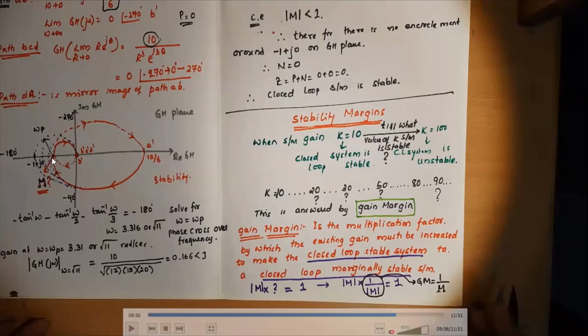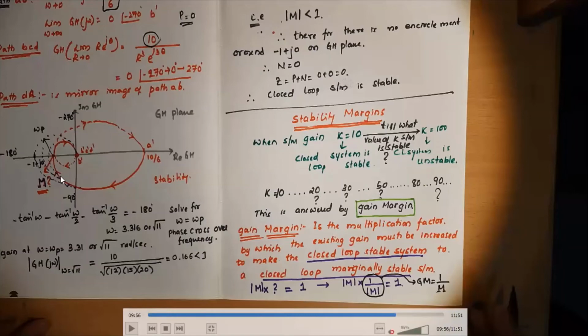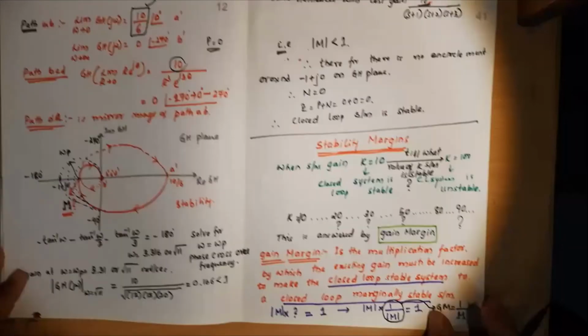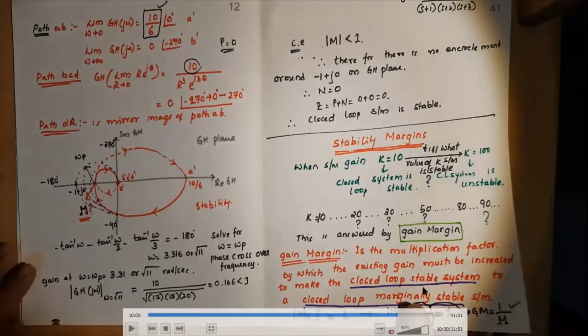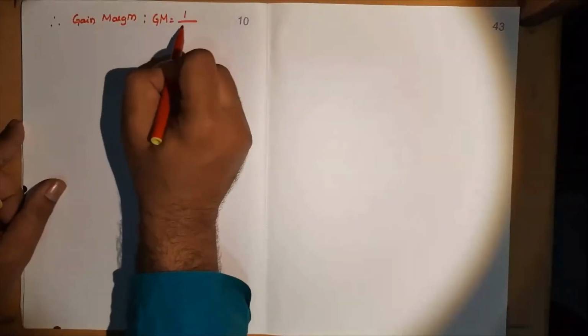Okay. So for this present example, now k is 10. Then what is the factor that I can multiply with that k such that my curve just passes through -1? So let us see quickly. I told you 1 by M is the factor which you can multiply with the existing gain to make the system just critically stable. So what is that value we will get? As of now, understand 1 by M is our gain margin.